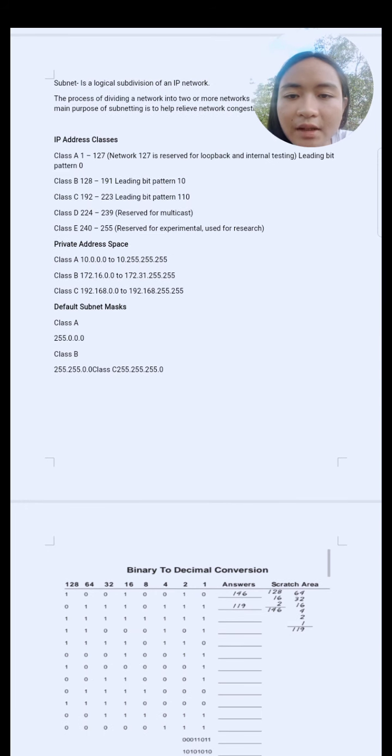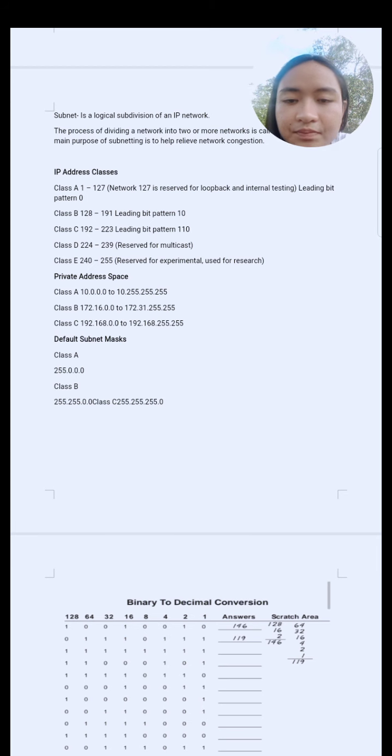So we have the private address space. It looks like for class A it's 10.0.0.0 to 10.255.255.255. And then for class B, we have 172.16.0.0 to 172.31.255.255. So for class C, we have 192.168.0.0 to 192.168.255.255.